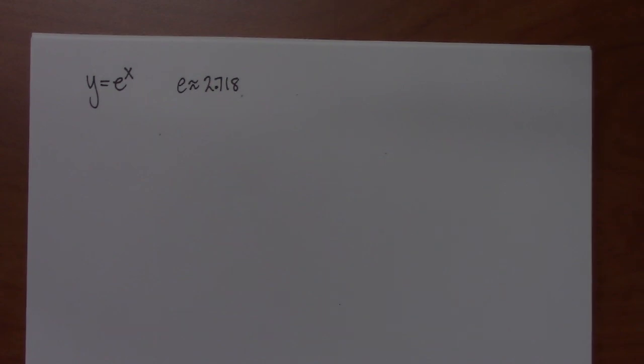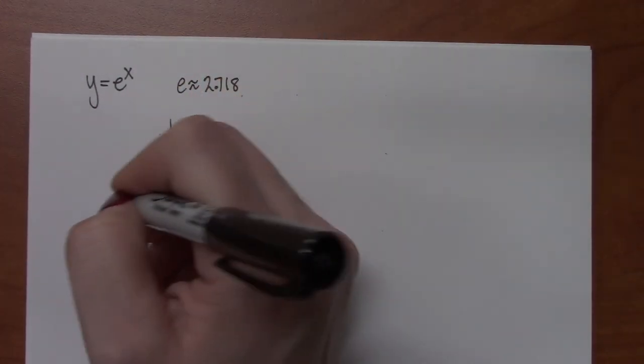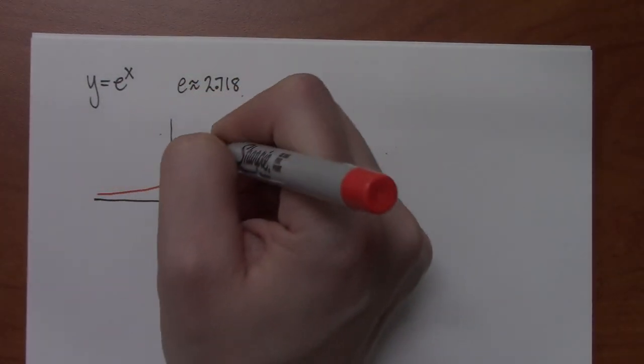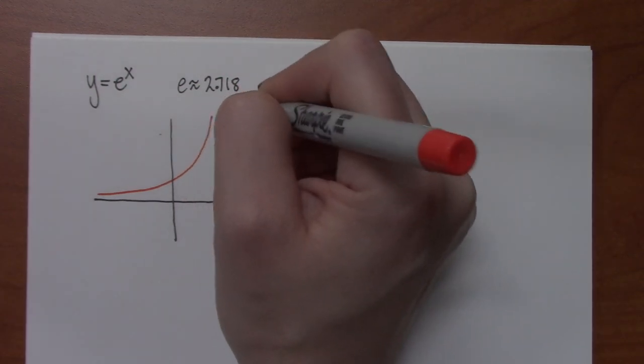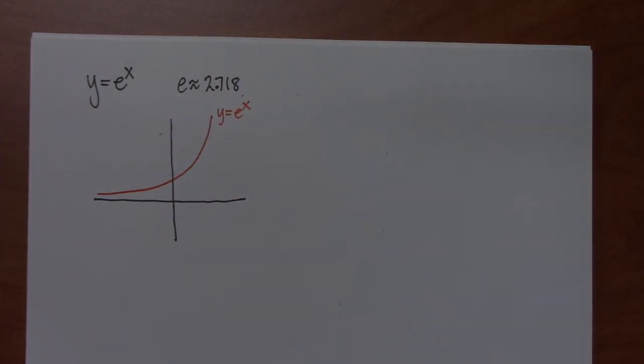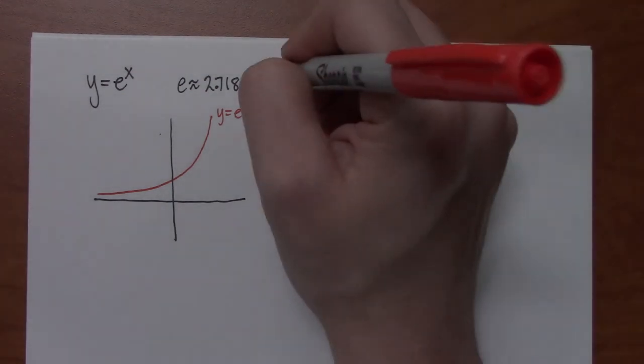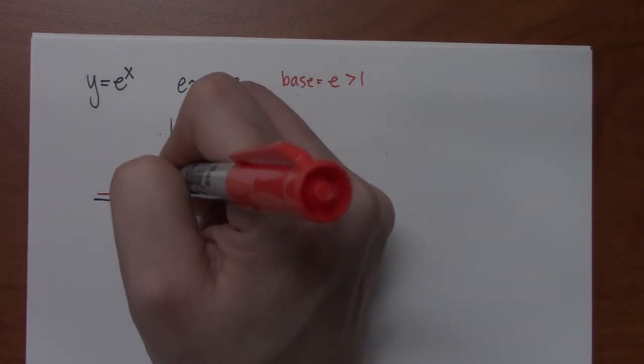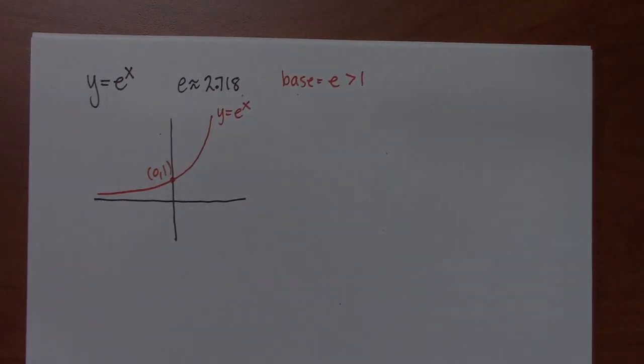But the fact that it's greater than 1 means what type of exponential function is this? It's growing. So just like the general graph we did last week of b to the x, we know y equals e to the x is going to look like this because the base is e and e is greater than 1. It still crosses the y-axis at 0, 1 because the y-intercept is 0, 1.